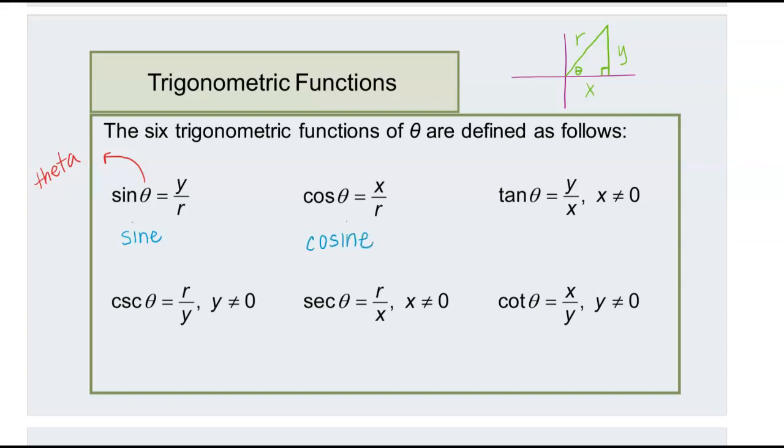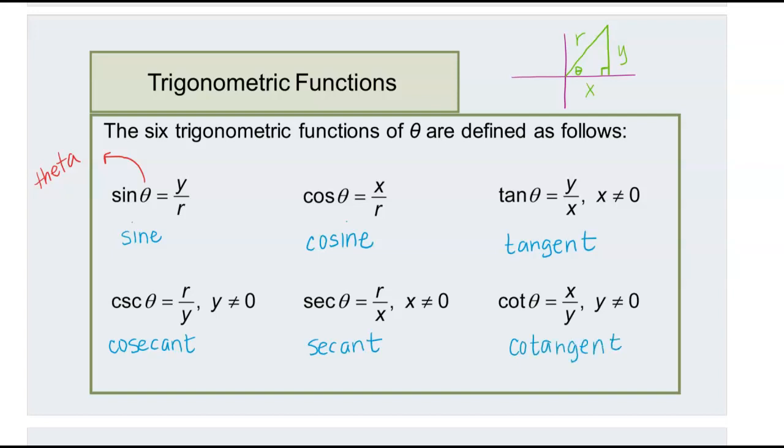Each of the three letters that you see are an abbreviation of the function name. This one is called tangent. This is called cosecant. This is called secant. And this is cotangent.